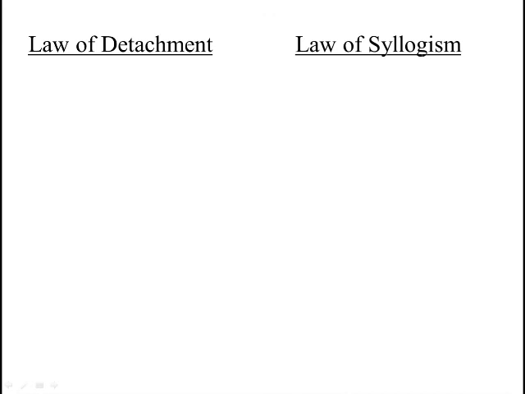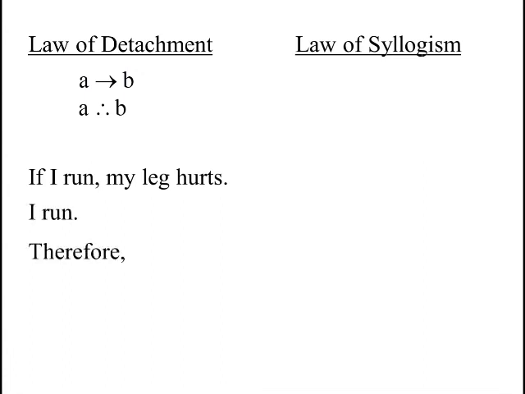Okay, let's just quickly review the differences between detachment and syllogism. Detachment is real simple. A implies B. A is true, therefore B is true. If I run, my leg hurts. I run. Therefore, my leg hurts. Simple.